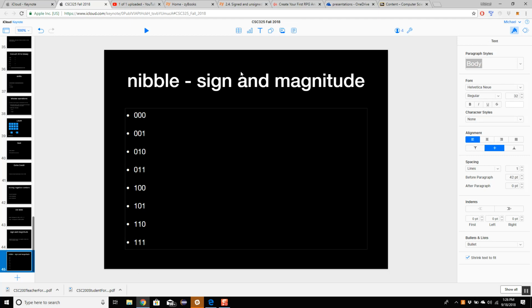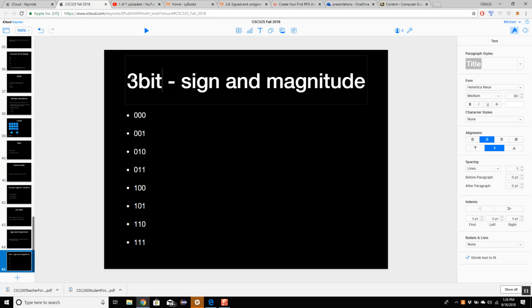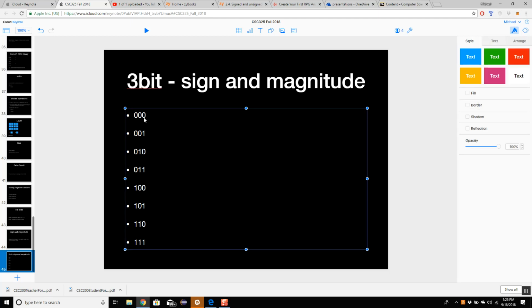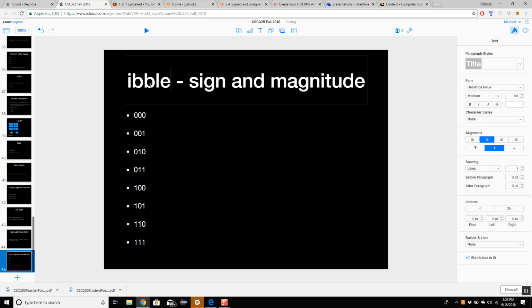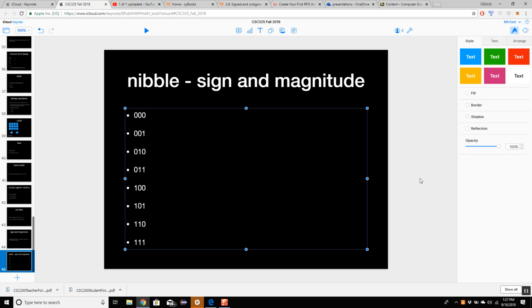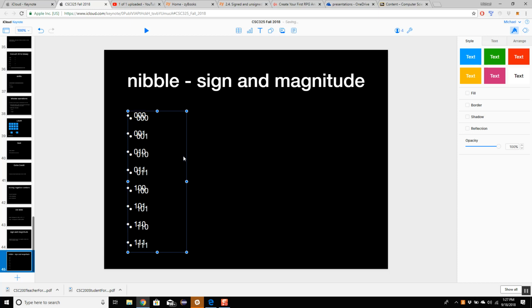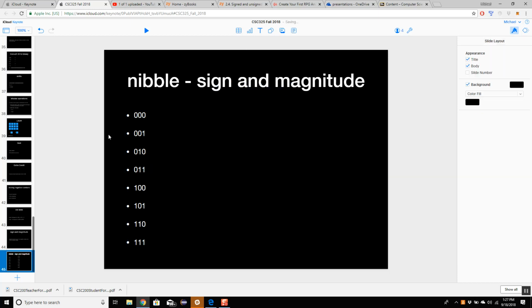So we're just going to advertise this as 3-bit sign and magnitude. We've decided we're going to use 3 bits here to represent our values. Actually, I'm going to keep it as a nibble. It'll make sense here in a second, the way I'm going to write this. I'm going to steal this.